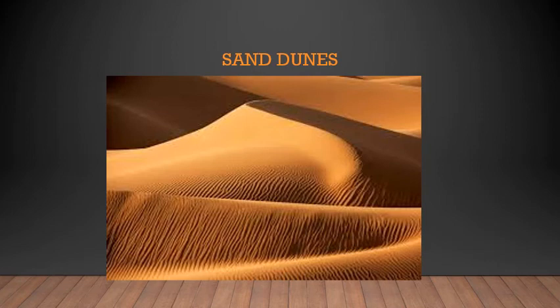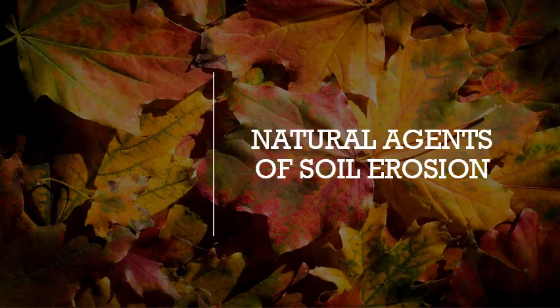So that happens in the deserts naturally. It keeps happening and the topsoil keeps moving from one place to another. That is nothing but soil erosion. This makes it look like the sand dunes are shifting or moving. If you're standing in the desert and looking at the sand dunes, you feel that it is moving. Understood? Next we're going to see what are the natural agents of the soil erosion.